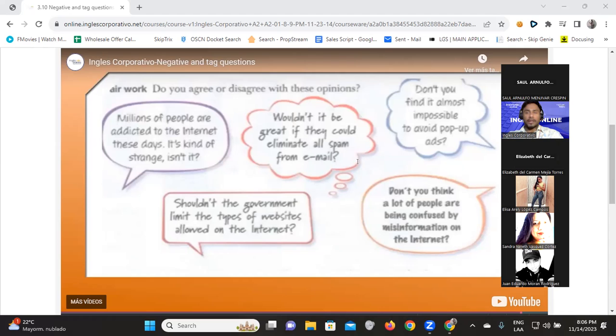Saul. Yes, select one topic, Saul. Okay, I'm going to choose one topic. In this case, I'm going to choose the first one. Okay. Millions of people are addicted to the internet these days. It's kind of strange, isn't it? Well, I think that it is very normal these days to use a lot of technology, right?